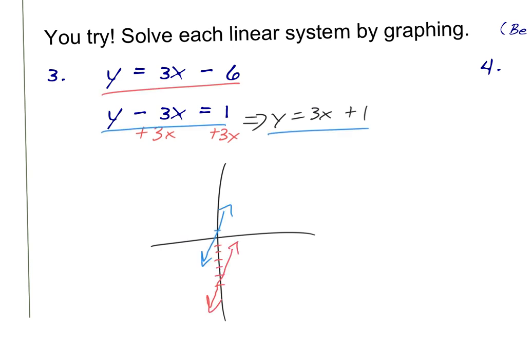All right, so if you would have sketched a graph, you would have seen you get 2 parallel lines, and therefore we know this is a no solution. Anytime you have the same slope, you're going to get no solution, okay?